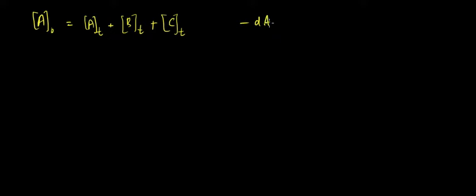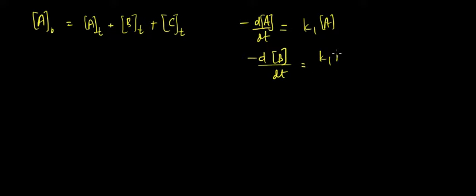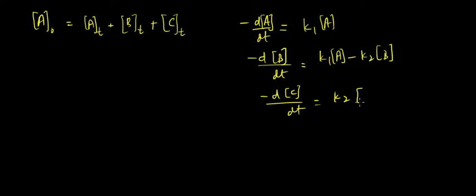And we also wrote that dA by dt, the concentration of A by dt, would be equal to K1 times A only, and minus dB by dt was equal to K1 times A minus K2 times B, and minus dC by dt would be equal to K2 times the concentration of B.